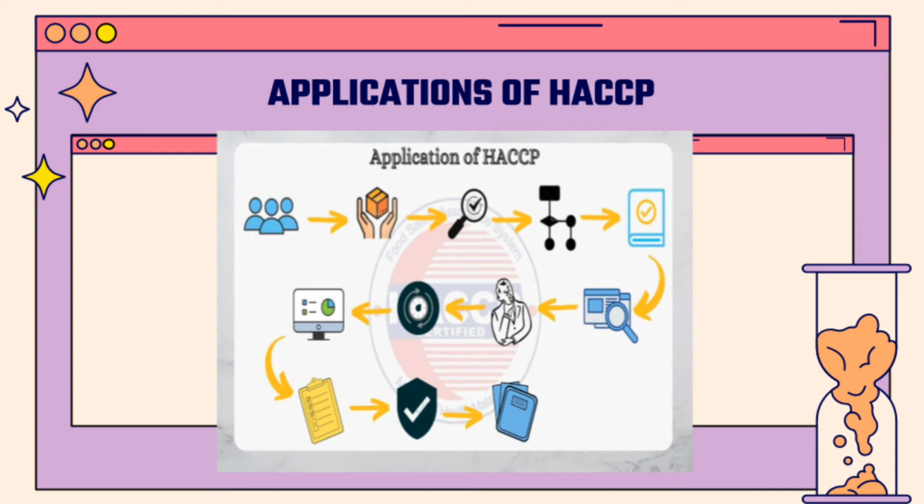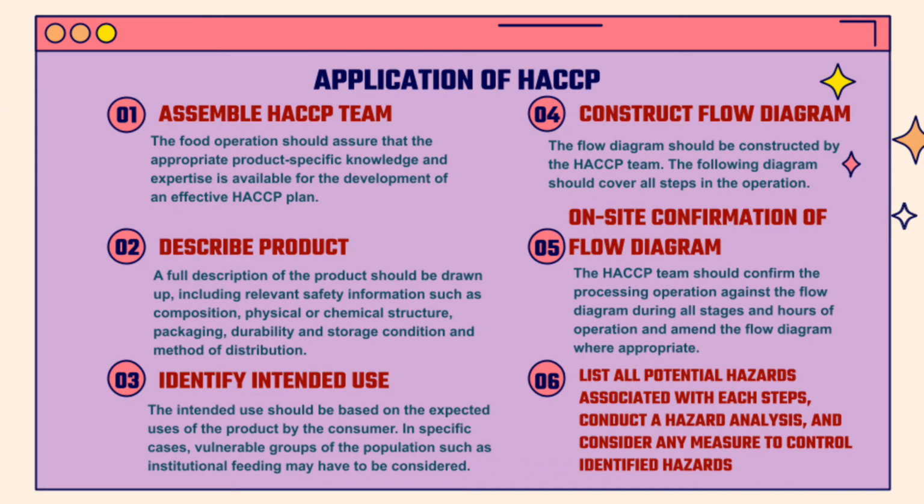Moving on, here is the application of HACCP, which consists of the following tasks. Firstly, assemble the HACCP team. The food operation should ensure that the appropriate product-specific knowledge and expertise is available for the development of an effective HACCP plan. Hence, this may be accomplished by assembling a multidisciplinary team. Where such expertise is not available on site, expert advice should be obtained from other resources.